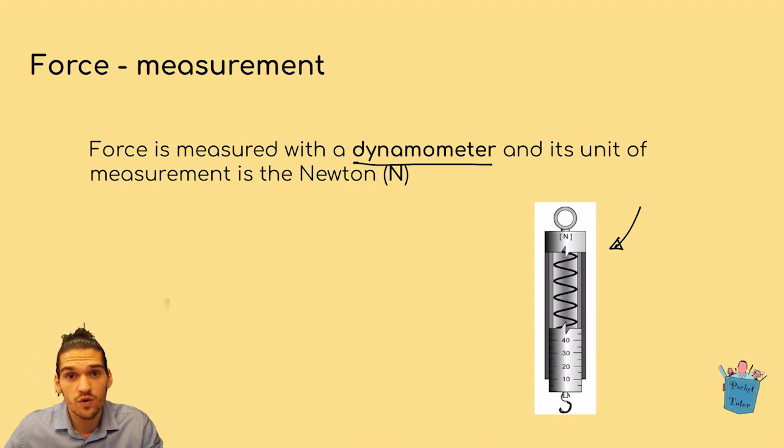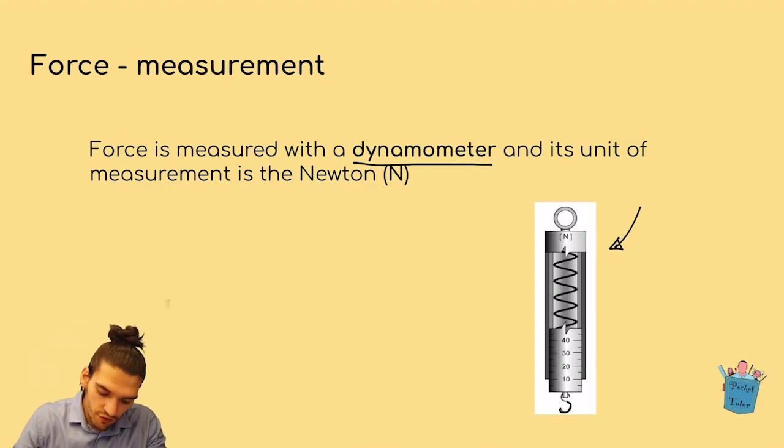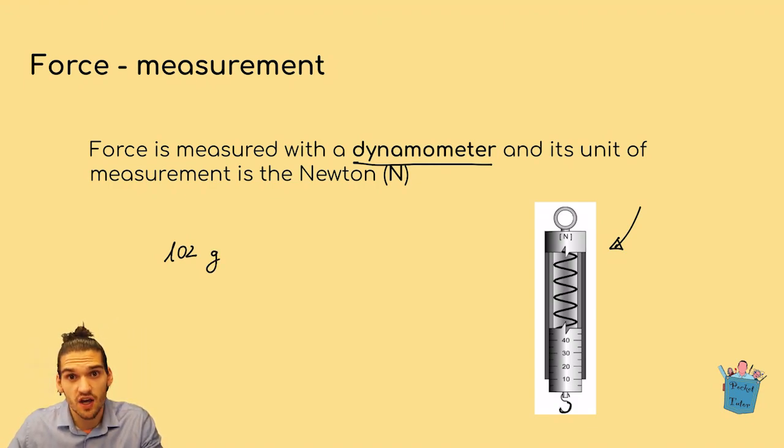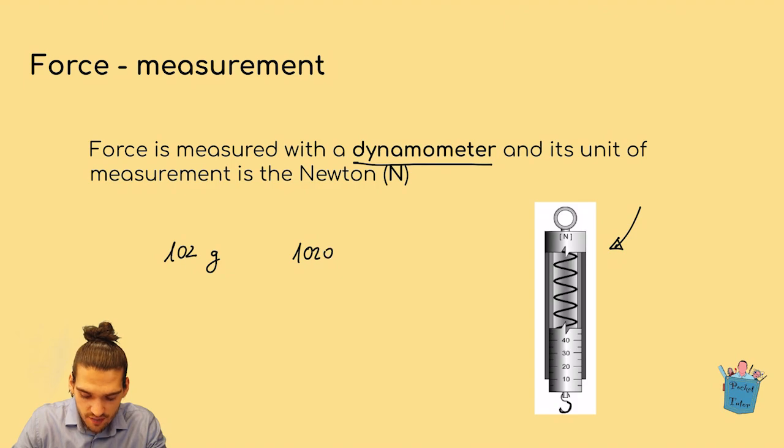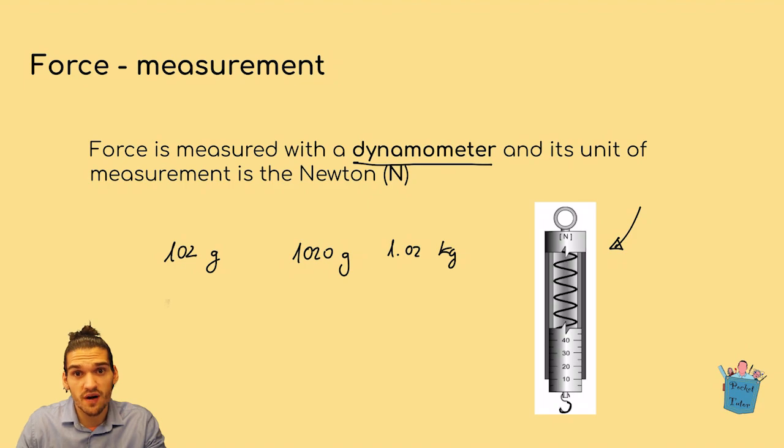feeling. But how can we space the different values of force? Well, 1 unit of Newton is given when we hang on the dynamometer 102 grams of mass. So, for every 102 grams of mass that we hang on the dynamometer, we mark 1 Newton. While would we, for example, hang 1,020 grams, so 1.02 kilograms, then we will just mark 10 Newtons. And this is how we measure forces, how we can quantify them.